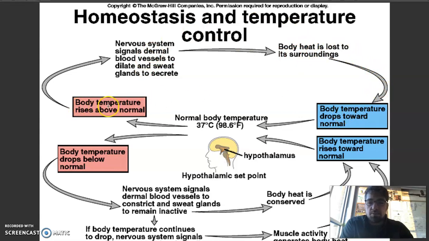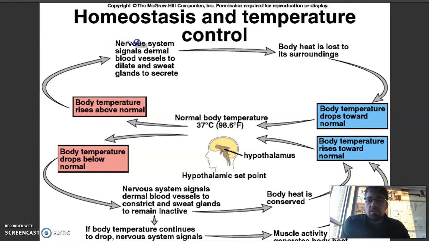This says body temperature rises above normal, nervous system signals dermal blood vessels to dilate and sweat glands to secrete. As you read that, if you don't know what that means, I want you to dig more into that. You should be able to explain what your body is doing in response to this particular change. That's what I'm wanting you to explore.